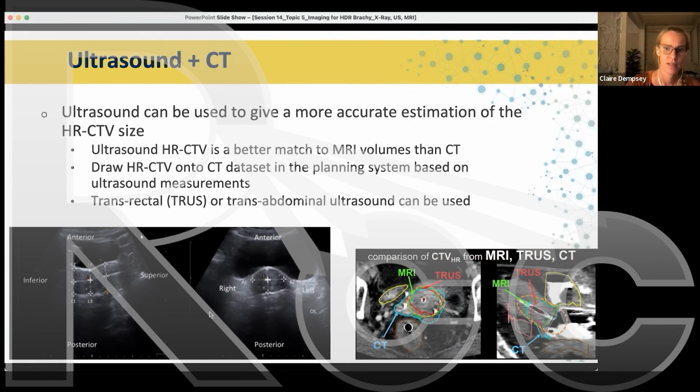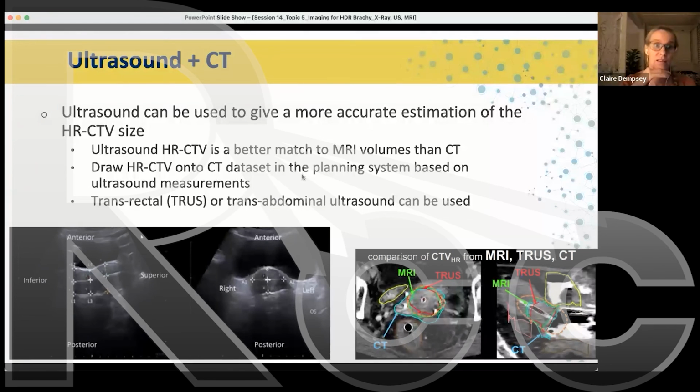So what you can see in these images is we've got transabdominal images. You can see that you've got your cervix and uterus here, and they've just taken measurements from one side of the cervix to another at various locations. And then you can translate those onto your CT image in the treatment planning system. So I think that's a really great option for departments that don't have access to an MRI.